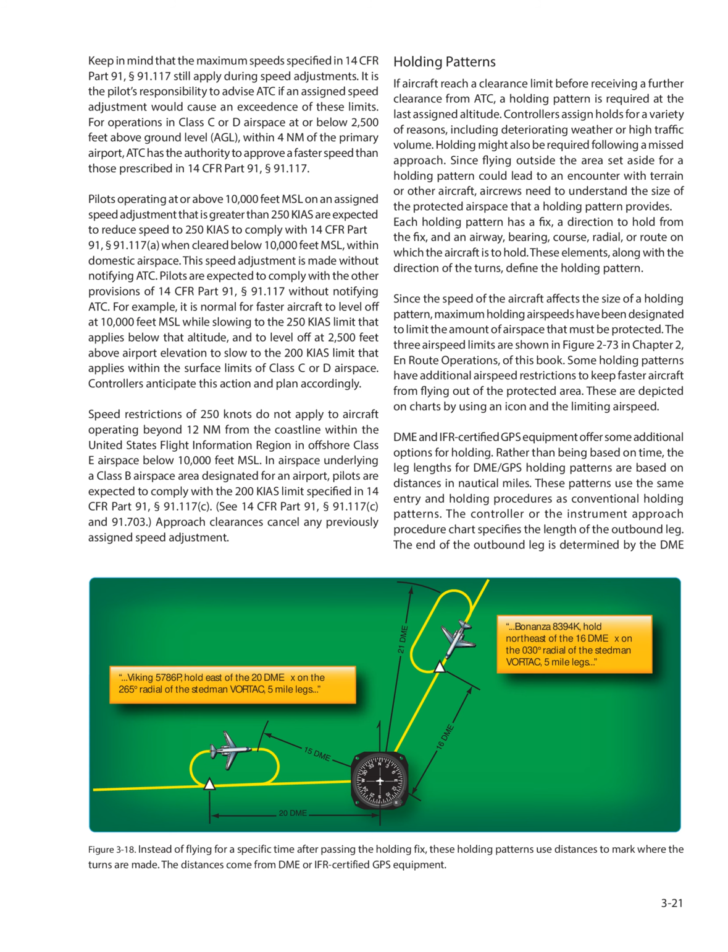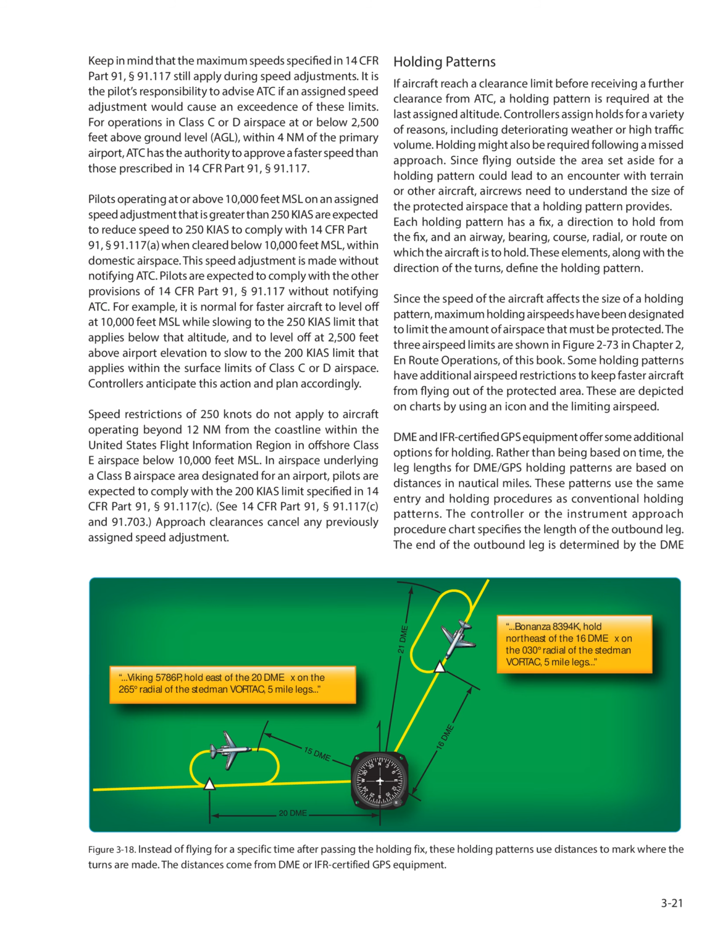Speed restrictions of 250 knots do not apply to aircraft operating beyond 12 nautical miles from the coastline within the United States Flight Information Region in offshore Class E airspace below 10,000 feet MSL. In airspace underlying a Class B airspace area designated for an airport, pilots are expected to comply with the 200 knot limit specified in 14 CFR Part 91, Section 91.117(c). See 14 CFR Part 91, Section 91.117(c) and 91.703. Approach clearances cancel any previously assigned speed adjustment.